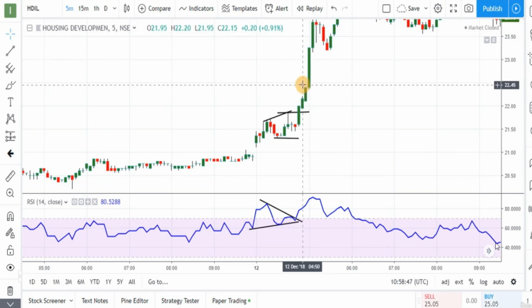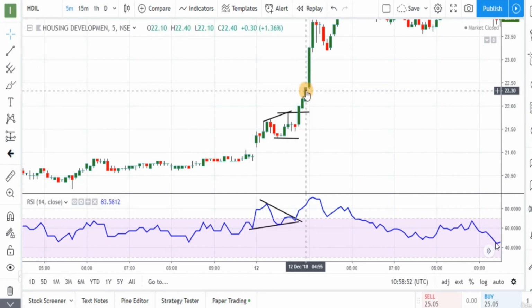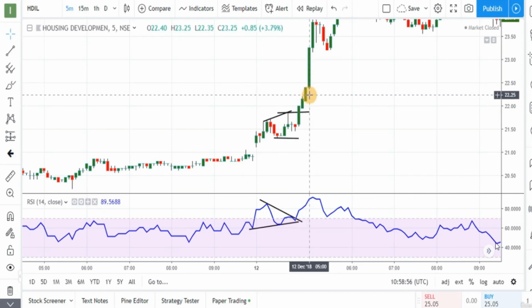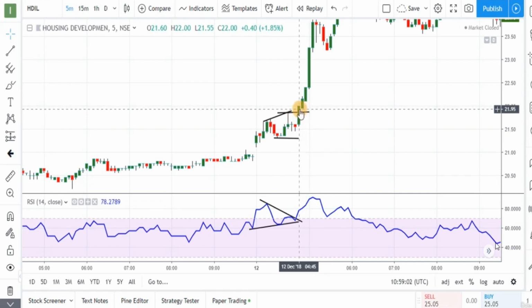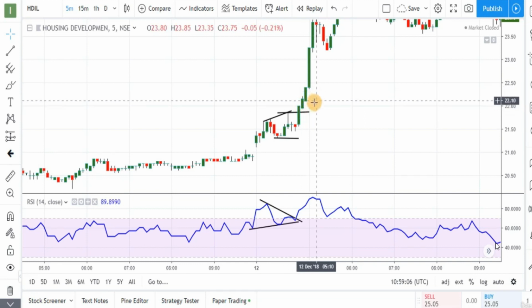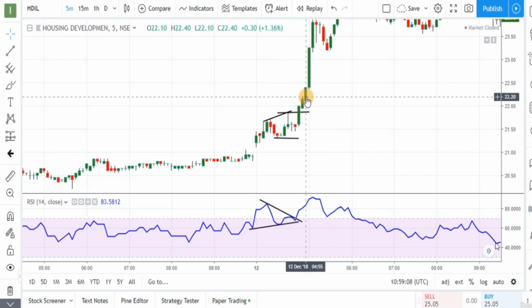So if we get a pullback or consolidation after one candle, we should immediately exit from our trade. This is a case of failing divergence, so there should be a sharp rally in the prices after the breakout. So if we get a consolidation after the breakout, we should immediately exit from our position. In this way, failing divergence gives us an idea to trade in the same direction of the prices.